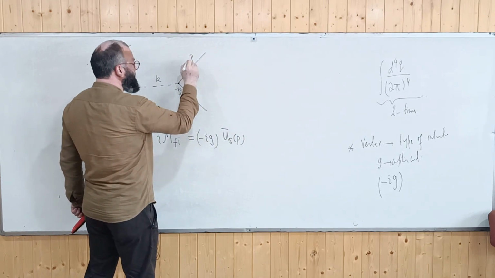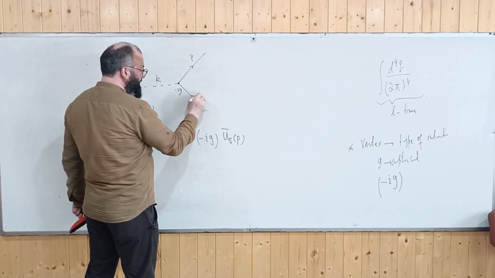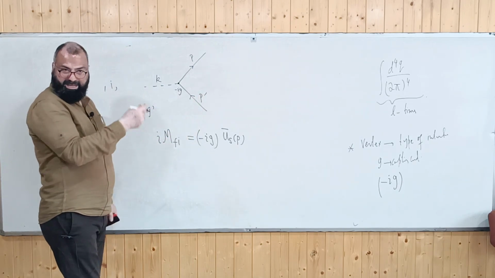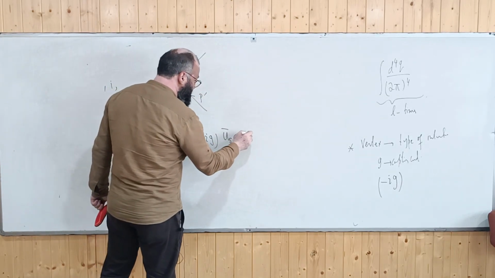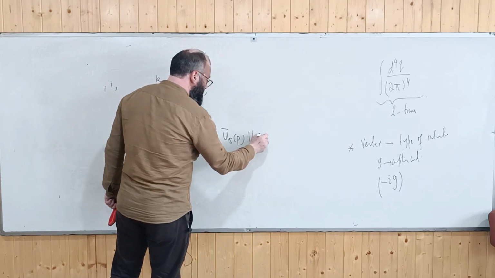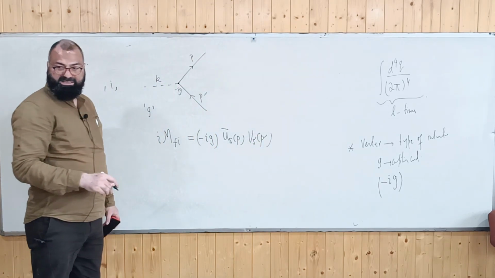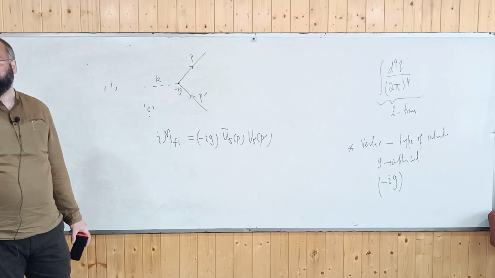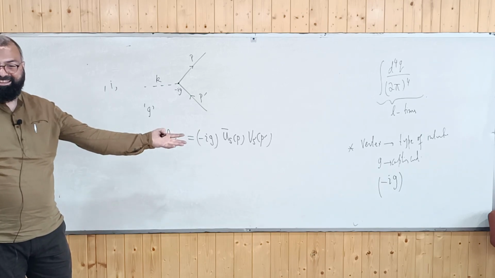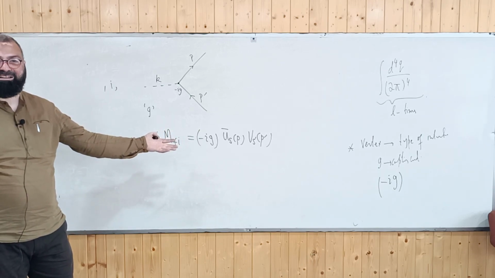So let's say if this is P, this is, let's say, P prime. Clear? You can put your labels. Then for the external antifermion, it's V S prime. Because they are fermions, I have specified the spin. Is it correct? Okay, this is the Feynman amplitude.